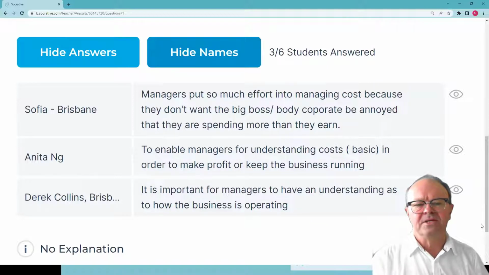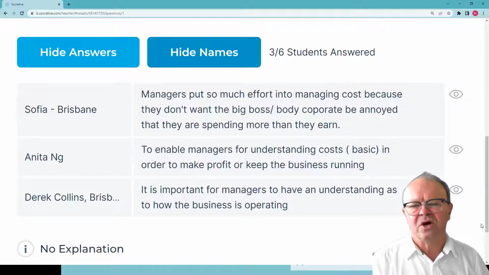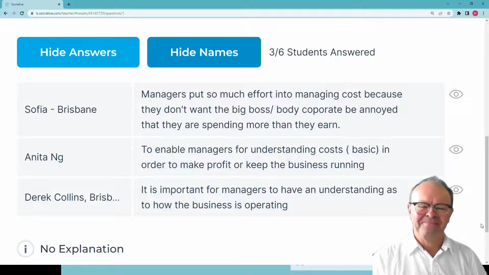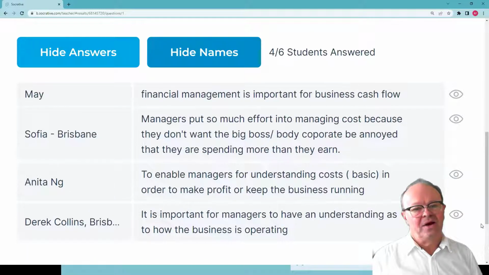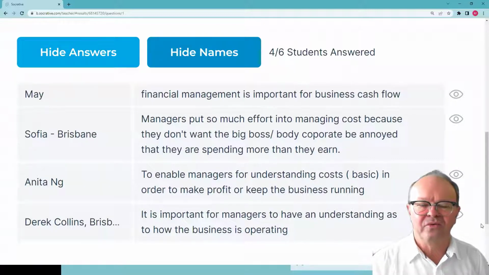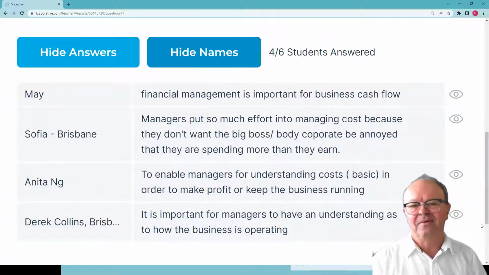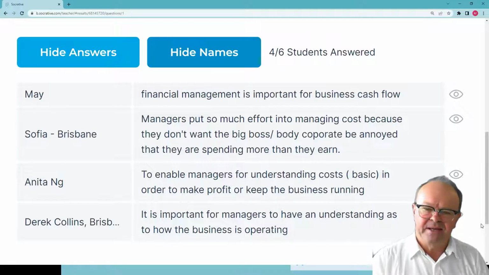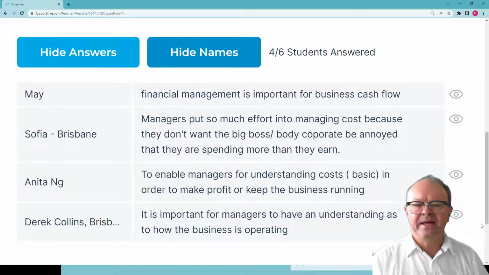Sophia in Brisbane: managers put so much effort into managing costs because they don't want the big boss, body corporate, to be annoyed that they are spending more than they earn. Well, that's right. It's a bit like Anita's comment. If your costs end up being more than your revenue, it's not going to be good. Or even if the profit's not big enough. Financial management is important for business cash flow.